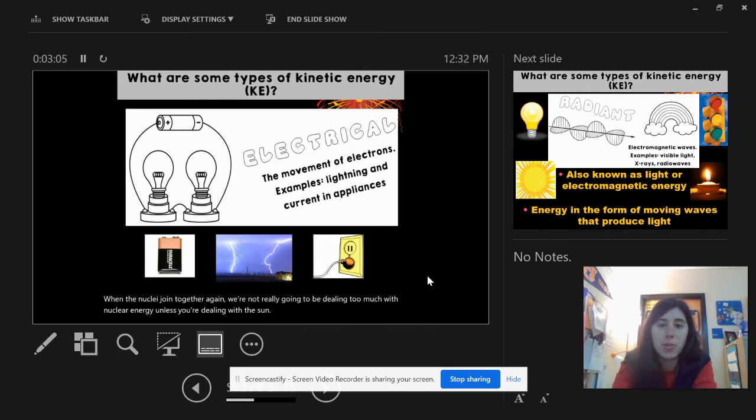Then we have electrical energy. Electrical energy is now a type of kinetic energy because it is motion. So, electrical energy is the movement of electrons. So, if it uses electricity, it has electrical energy. So this would be anything that gets plugged into an outlet or that uses a battery. Anything that uses electricity is going to use electrical energy, the movement of electrons.